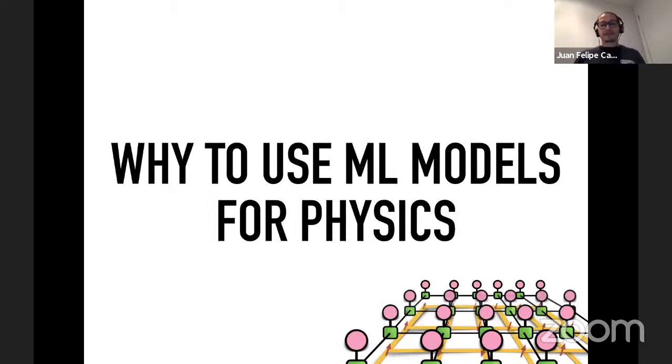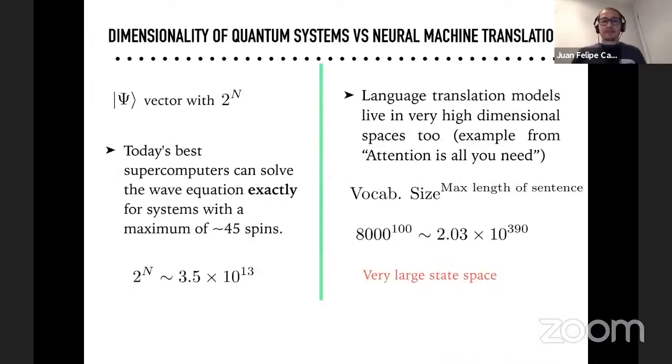So the question I'd like to motivate is why use these machine learning models for physics, because in principle this could fail, right? But I'd like to highlight two points which I think are important: the dimensionality of quantum systems and the dimensionality of the systems people care about in machine learning, and in particular neural machine translation, which is one of the places where recurrent neural nets and transformers and autoregressive models are really powerful and have been explored, even though they have been explored also in computer vision and so on. But let me highlight the idea.